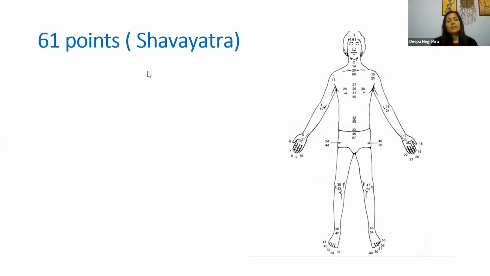6th is your right thumb. 7th is index finger. 8th is middle finger. 9th is ring finger. 10th is small finger, little finger. And then come back to your wrist again.